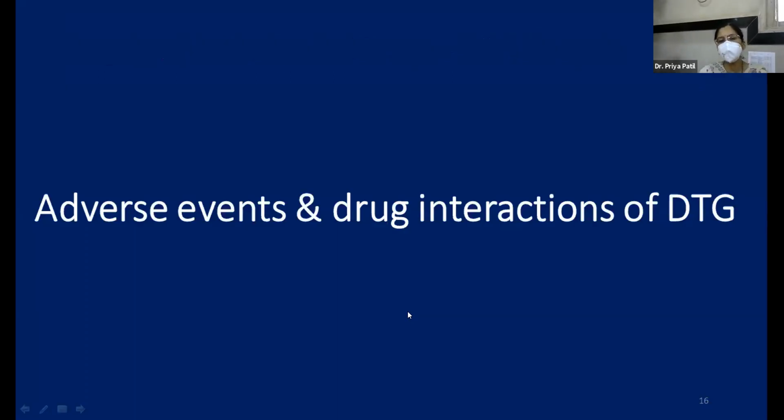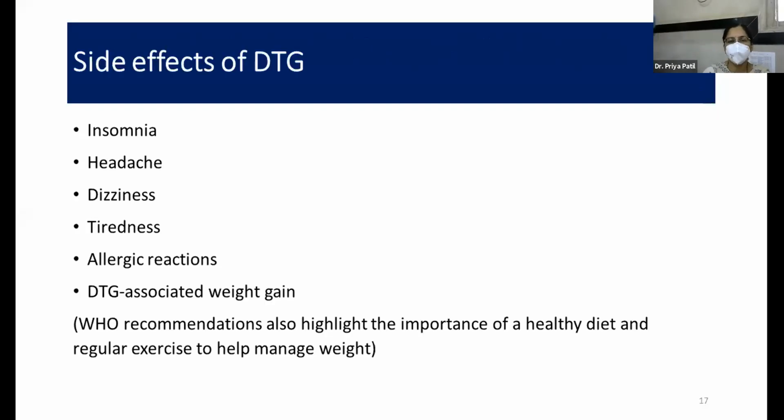Now coming to adverse effects and drug interactions of dolutegravir. Side effects: one of the side effects we had already discussed is that dolutegravir causes insomnia. Then there can be headache, dizziness, tiredness, allergic reactions, and dolutegravir-associated weight gain. So WHO recommends highlighting the importance of a healthy diet and regular exercise to help manage the weight in these patients.